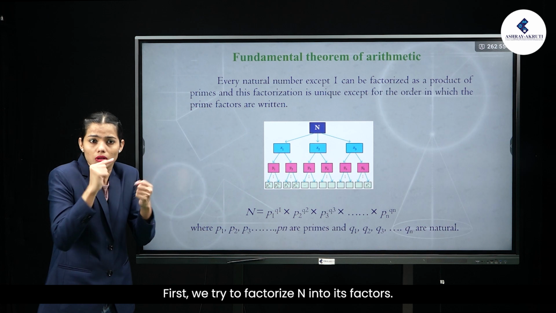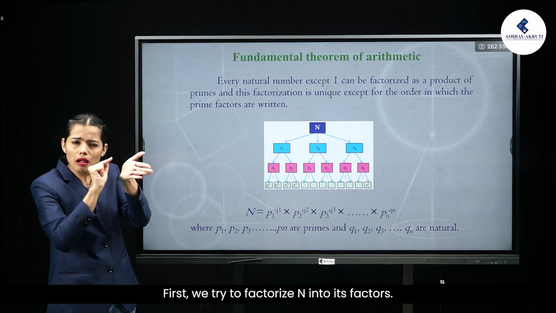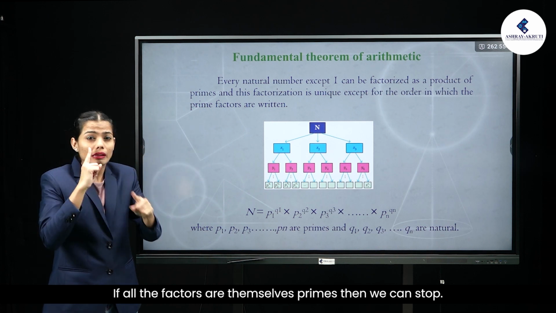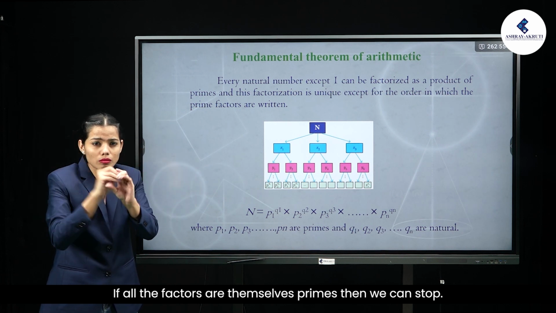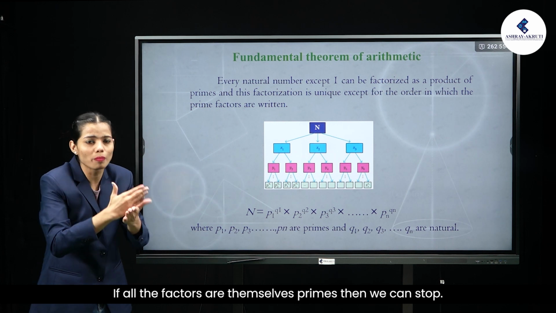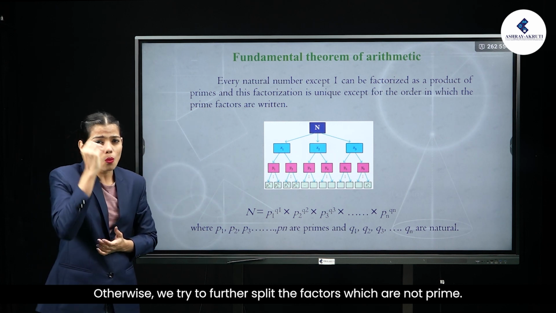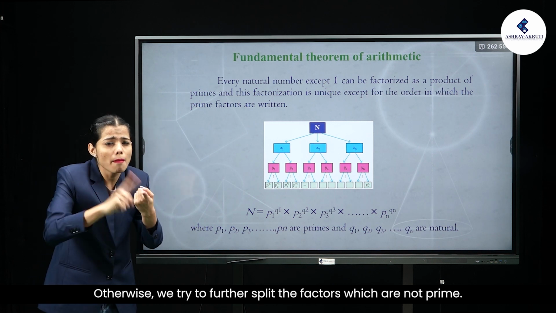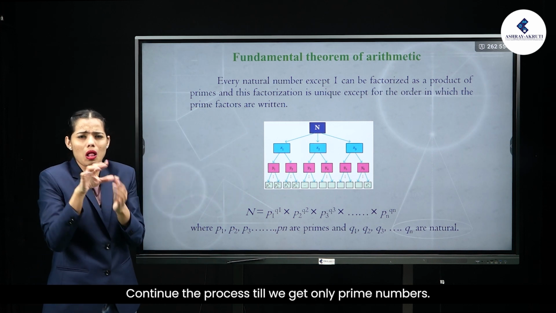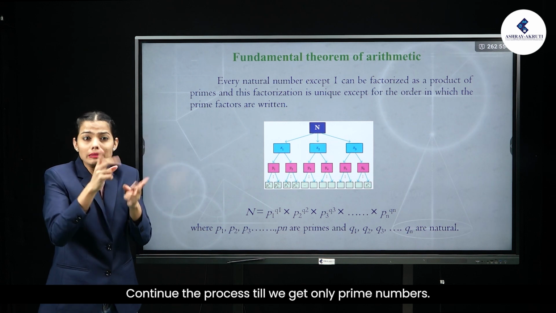First, we try to factorize n into its factors. If all the factors are themselves primes, then we can stop. Otherwise, we try to further split the factors which are not prime. Continue the process till we get only prime numbers.